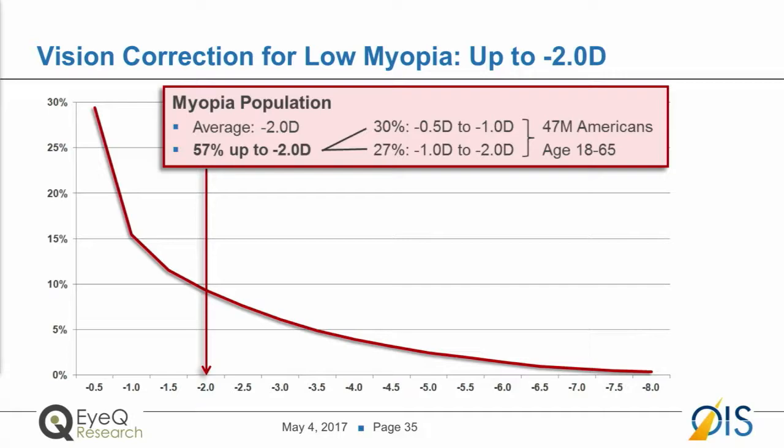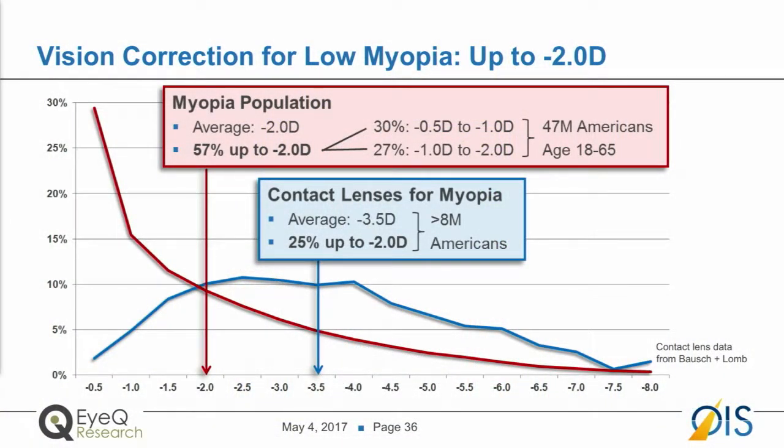So even setting aside the lowest end of the spectrum, if you believe that up to -1 is just not addressable surgically, then even within the -1 to -2 group, you still have nearly 30% of all myopes represented.